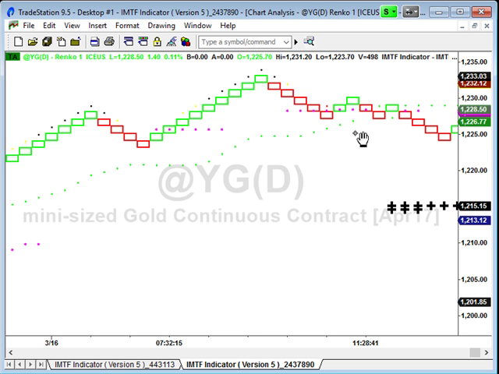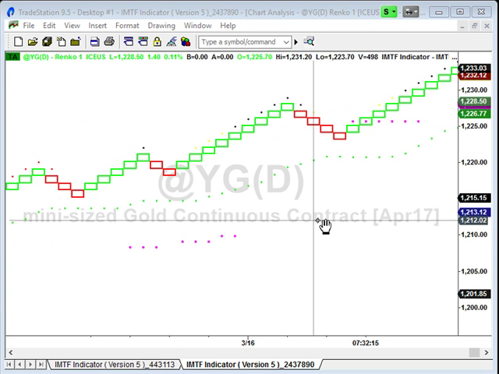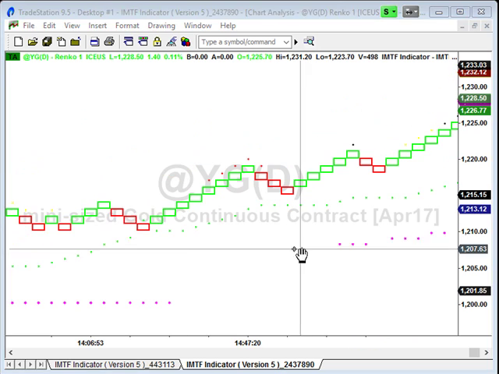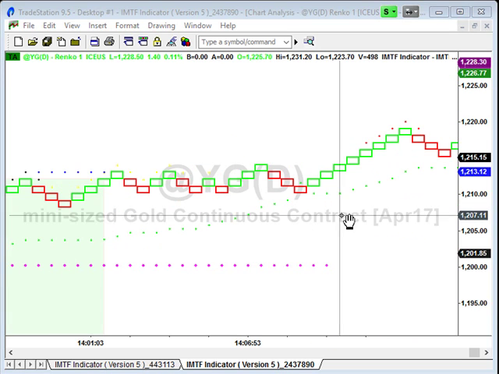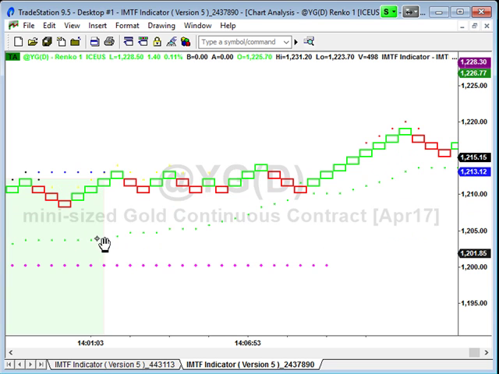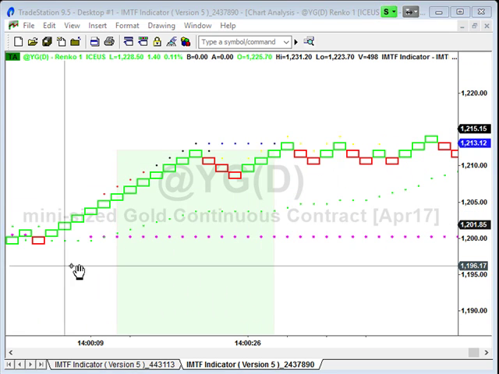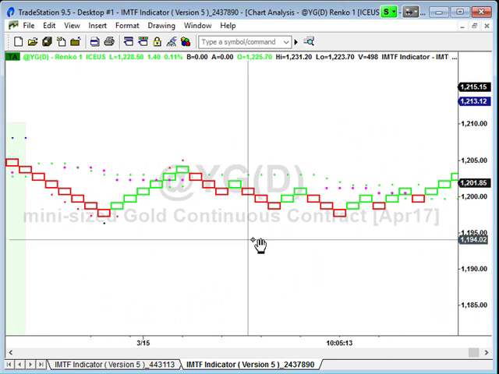Okay, now you could have exited earlier, you could have taken some positions off depending on what your money management is, but you could see if you just stick to a simple breakout method using the IMTF indicator setups along with the Renko charts, you're going to be very successful. Now let's scroll back and make sure we're not curve fitting, which a lot of people do.